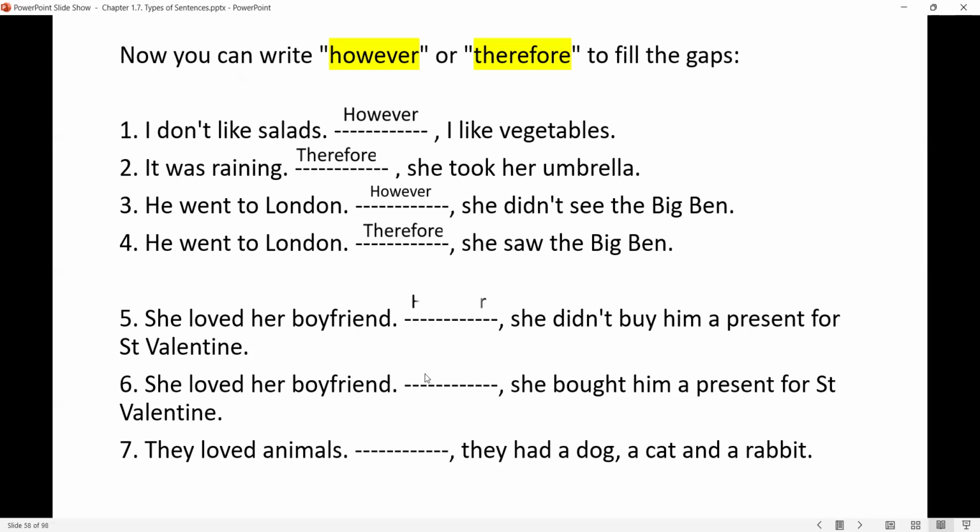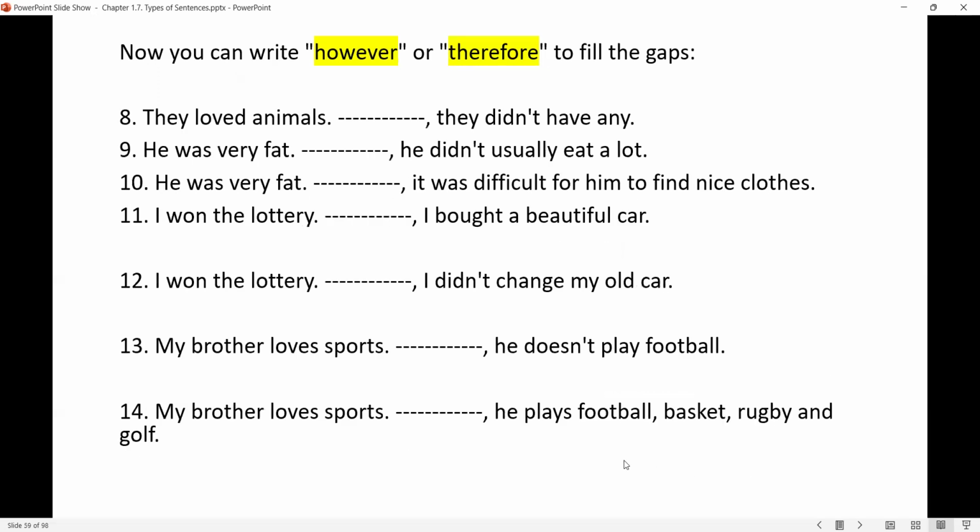As the reason, or for that reason, she saw the Big Ben. She loved her boyfriend. However, she didn't buy him a present for Valentine's. She loves her boyfriend. Therefore, she bought him a present for Valentine's. They loved animals. Therefore, they had a dog, a cat, and a rabbit. Now, continue and complete these sentences with however or therefore. Pause the video. Please answer the questions by yourself first, then check with me.